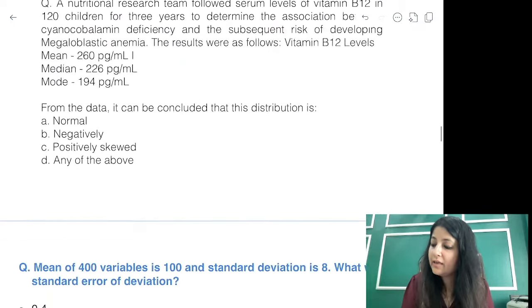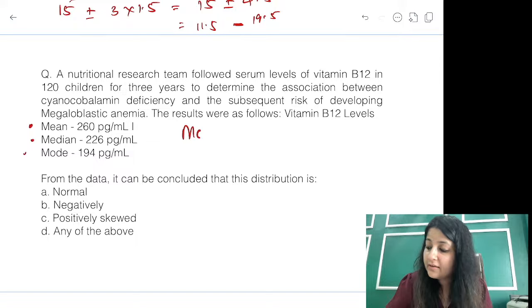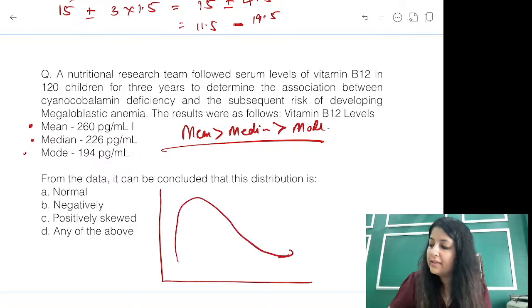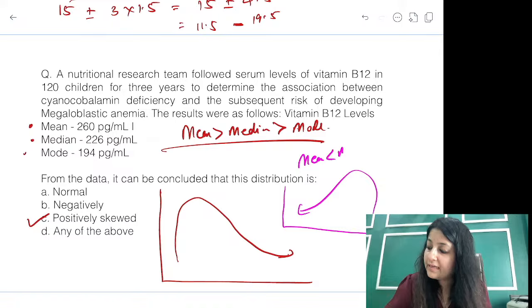ठीक है? Okay. Now look over here. Mean का value देखो 260, median 226, mode 194. Not at all difficult. Here mean is more than median is more than mode. So what is it? When mean is more than median is more than mode, it is a positively skewed data set. All this was story. I just wanted to know that. And if it is like this, the direction of the tail is going towards the left. So over here mean is less than median is less than mode. So what is this? This is negative skewed.